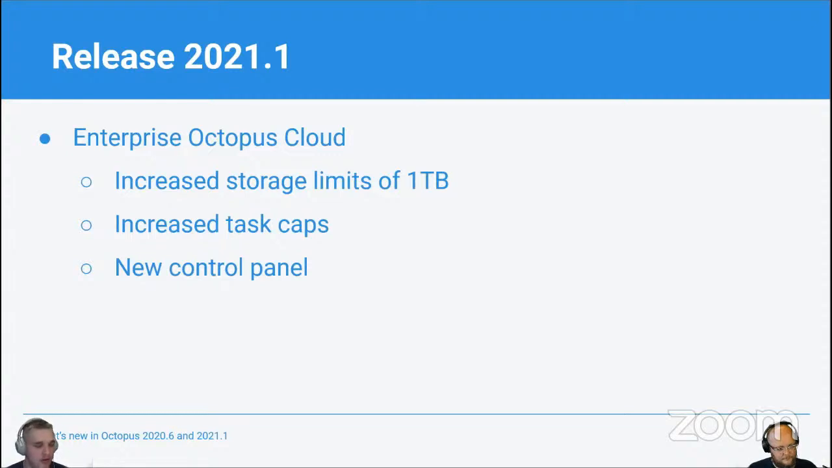So anybody who's storing packages in Octopus Cloud and hitting any barriers, you've got 1 terabyte of storage now to play with, which is great news. We've also increased the task cap. Anybody who's not on Octopus Cloud will have a generic task cap of 5. We're increasing that so you're able to run more tasks in parallel and get more performance out of Octopus Cloud. And lastly, we're introducing a new control panel for Octopus Cloud, which will make it much easier to manage your cloud instance.